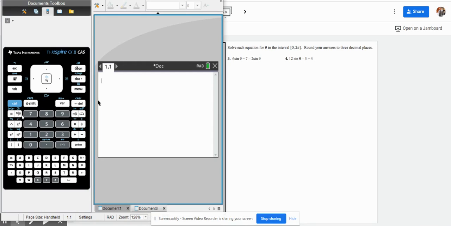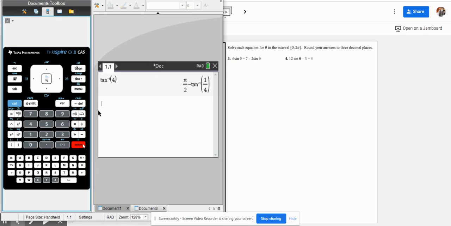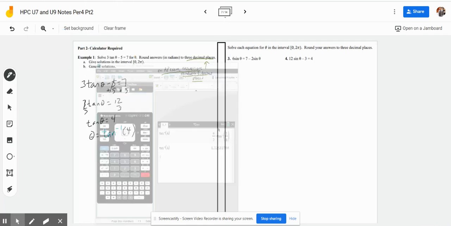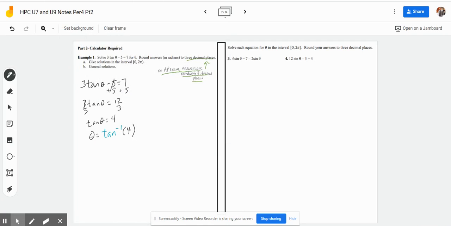So we're going to take trig tan inverse of 4, and if you're in auto, it might not give you an estimated answer, but what we can do is control enter. All right, so that gives us our first value. Theta is equal to about 1.326. So let's write that down first. Theta equals 1.326.